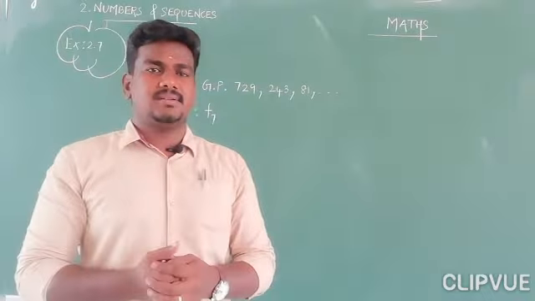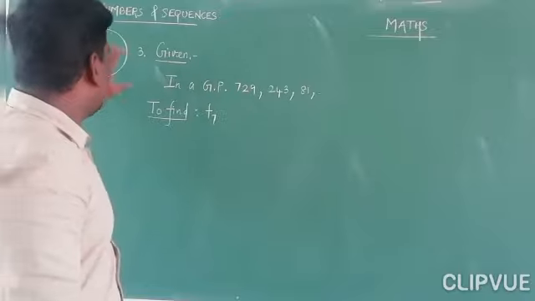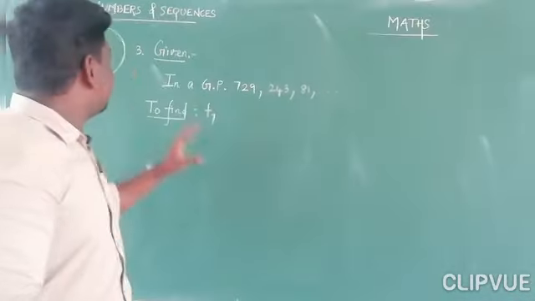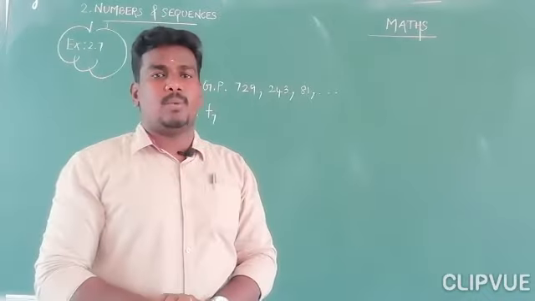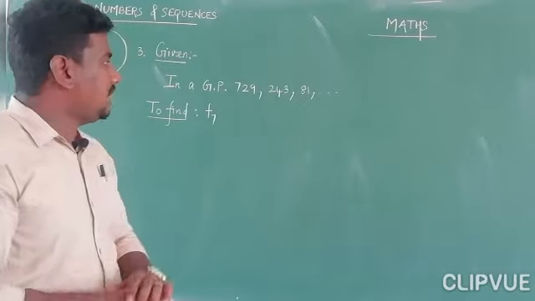Actually, we are dealing with the second chapter, numbers and sequences, especially geometric progression or geometric sequence. Exercise 2.7 problems we are solving. Okay. Now, exercise 2.7, question number 3.